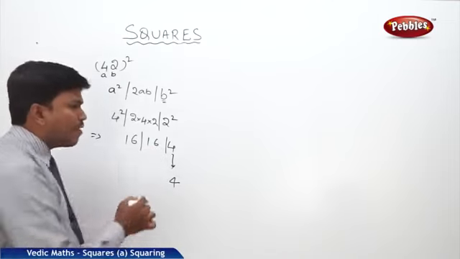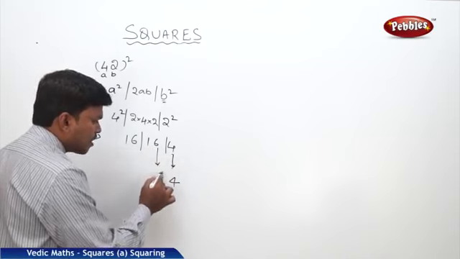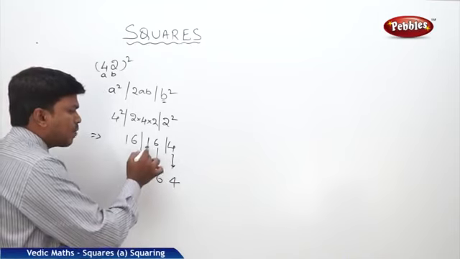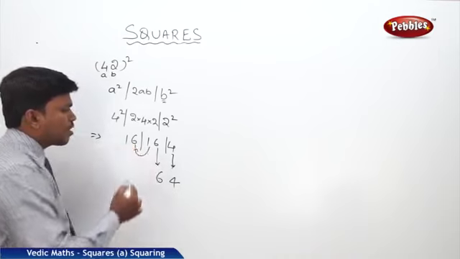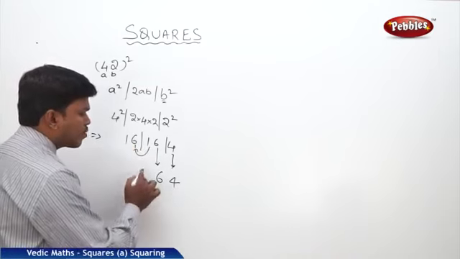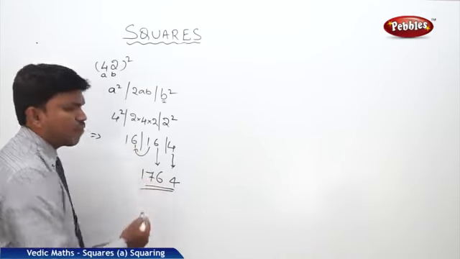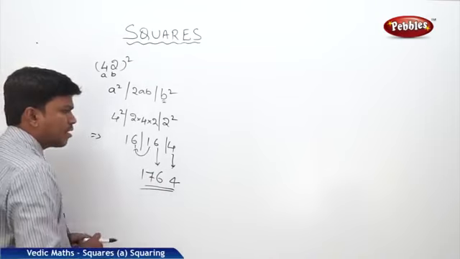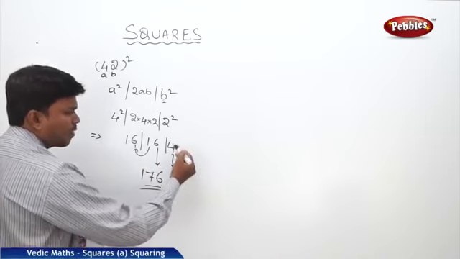In 16, I will drop 6, that is the ones place, and carry the remaining to the next number. So 16 plus 1 is 17. So my answer is 1764. Once again I repeat, simply drop the ones place digit.